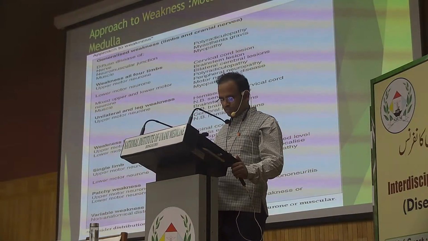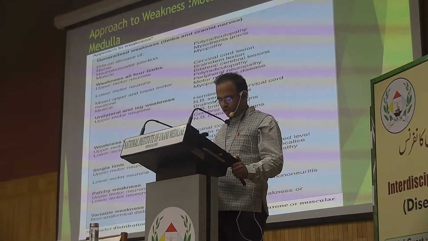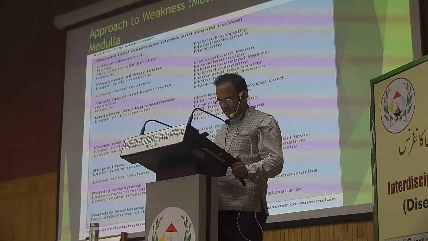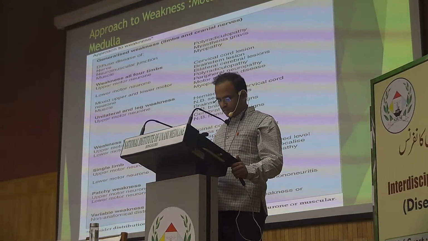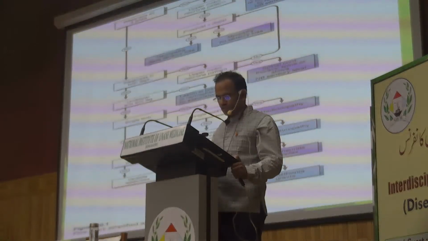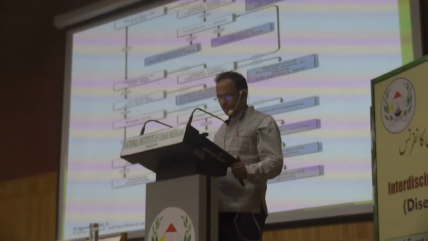Lower motor neuron weakness happens because of polyradiculopathy and mononeuritis multiplex. Variable weakness is usually seen in myasthenia gravis, but it can be functional also. So to summarize, let's first ask the question: is there a weakness of all four limbs?